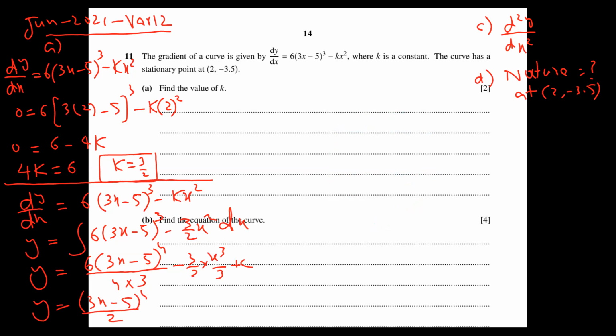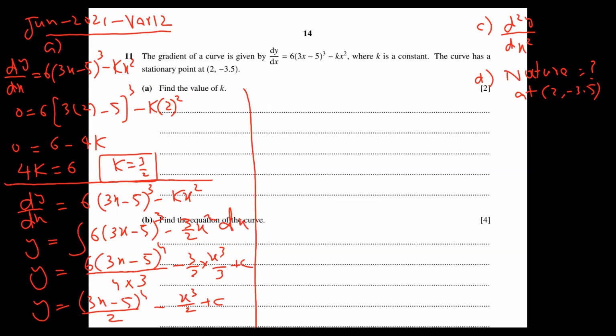2 1s are 2, correct. And minus 3x cubed, the 3s cancel out, so I can write directly x cubed divided by 2, plus c. Alhamdulillah, here you have it. Up till here, all of you understood well.